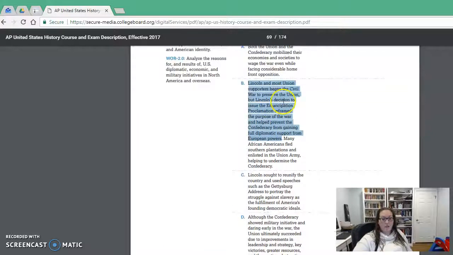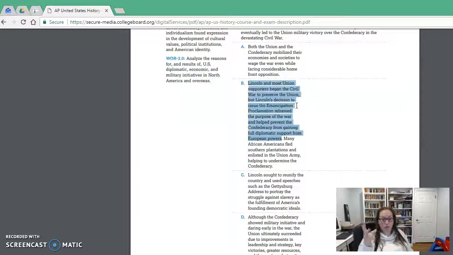Okay, so first of all, Lincoln and most Union supporters began the Civil War to preserve the Union, right? They're free soilers, right? Lincoln was not the great emancipator until really 1862, 1863. People in his cabinet were abolitionists, and they push him. And I think as the war drags on, he slowly comes around to this.